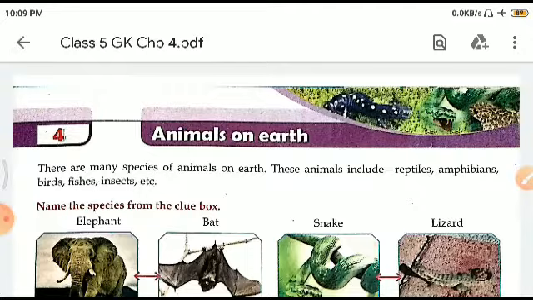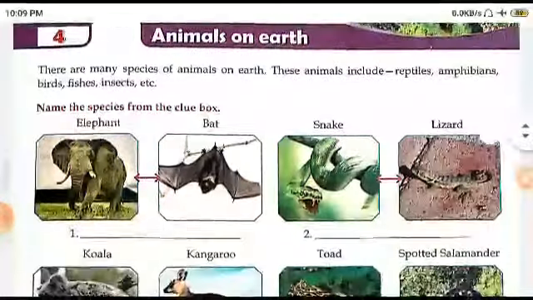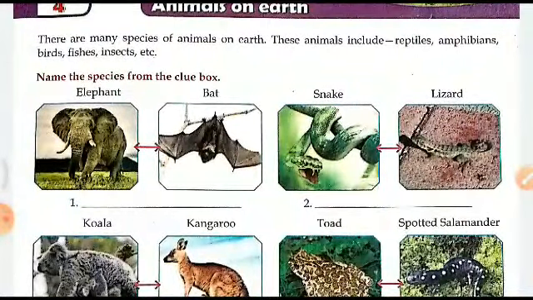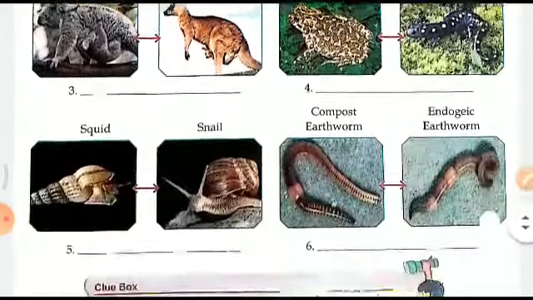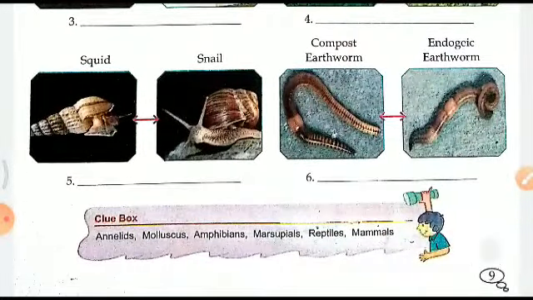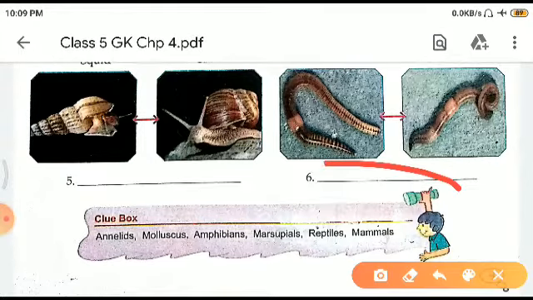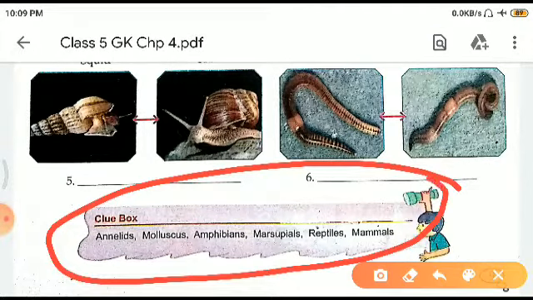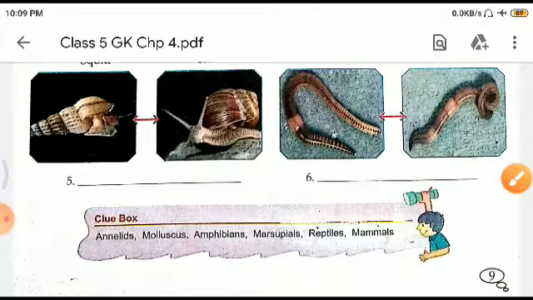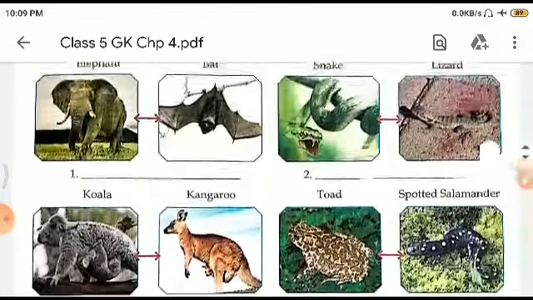Now, in this exercise, there are two examples of different species, and from the clue box we have to identify the group. Here is the clue box, children. From here we have to take one. Now the first here is annelids. Now let us go one by one seeing the pictures.